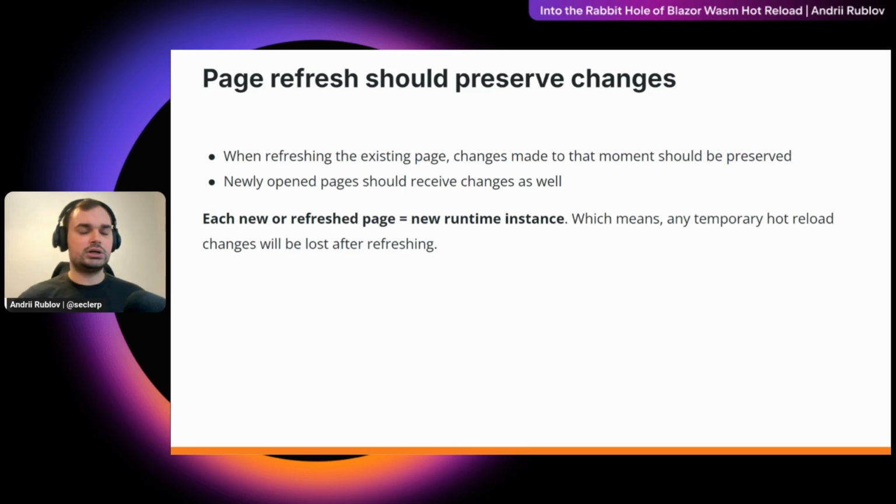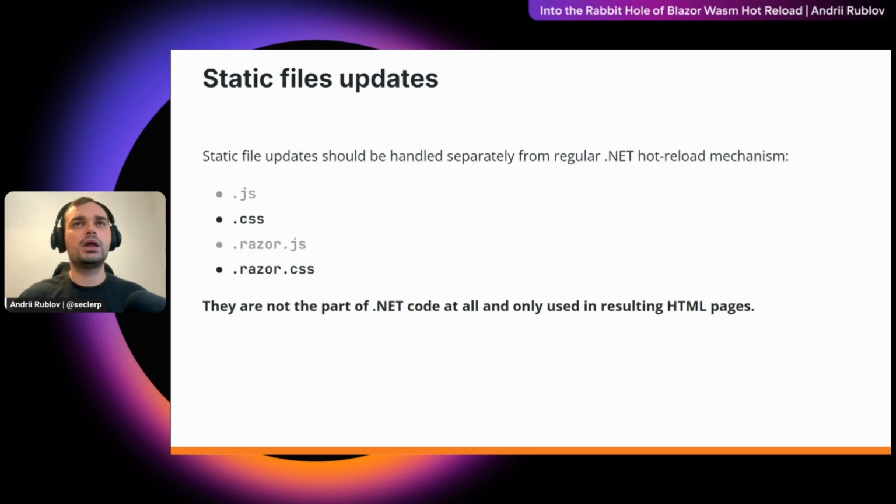So this is true. But for example, if you navigate inside the Blazor app to another component or page in your app, the runtime stays the same, because you don't do a real navigation. You just do it inside the client side. So it's not a navigation, actually. So the runtime stays the same.